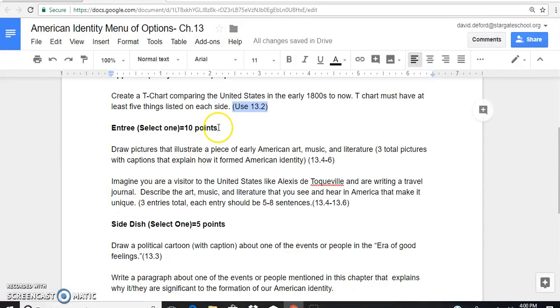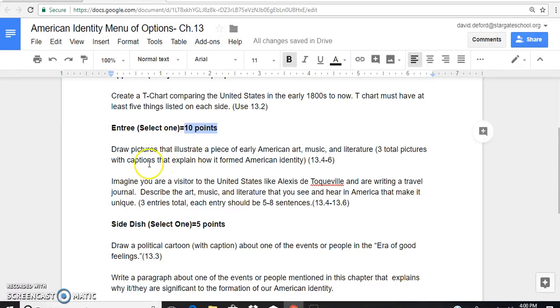So for the entree, you'll see that this is worth 10 points. This is the one that requires the most effort from you of all the options. And so you have a choice. You can draw pictures if you're a visual person, if you feel like you have artistic talent, to represent early American art, music, and literature, and you have to include captions on those pictures, which is basically an explanation, and you have to explain how it formed an American identity.